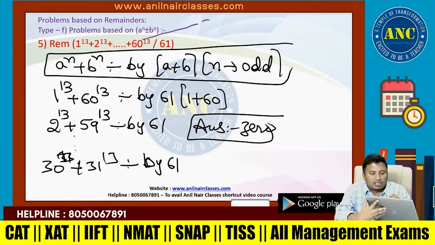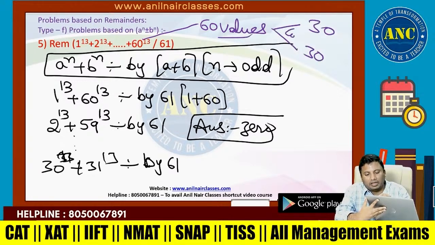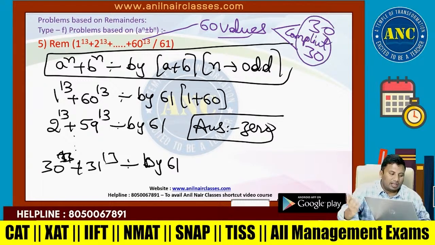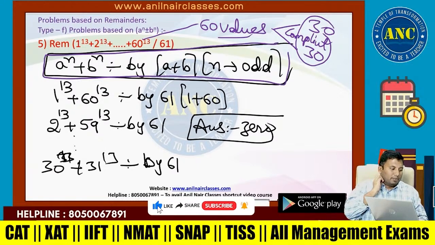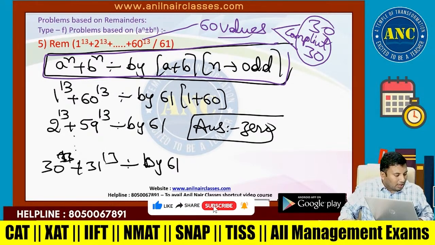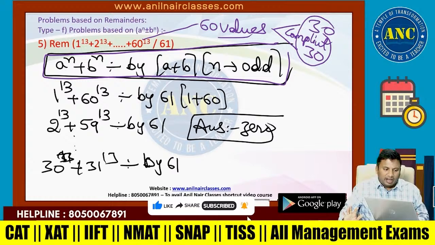There are 60 values. There are 30 pairs whose complement will add up to 61. There is 30 and another 30, if I add, I will get 61. A power n plus b power n is always divisible by a plus b when n is an odd number.